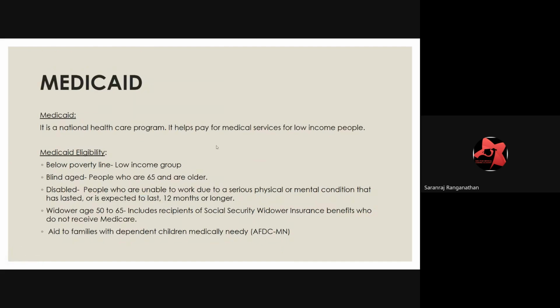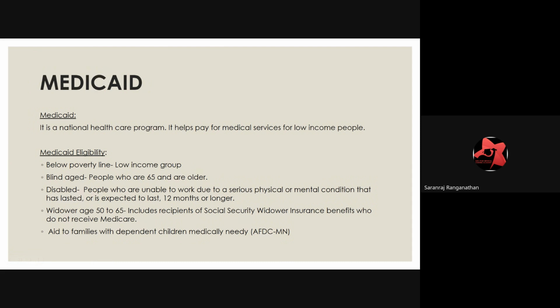Okay, so we completed Medicare. Now we are going to see about Medicaid. Medicaid is a national health care program. It helps pay for medical services for low income people. So Medicare is for the people we have discussed, right: age above 65, disabled people, and ESRD patients. And this Medicaid is for low income people.